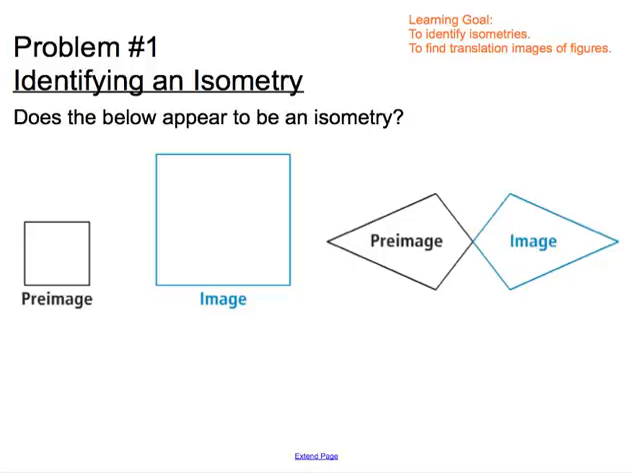So using the vocabulary that we just went over, question number 1 asks us to identify an isometry. So the question is, does the below appear to be an isometry? As we look at these two figures, we have a pre-image and an image. After some transformation, this pre-image has become this image. You can see that there's a definitive change in size between these two. And for that reason, this is not an isometry. And that's because, again, there is a change in size.